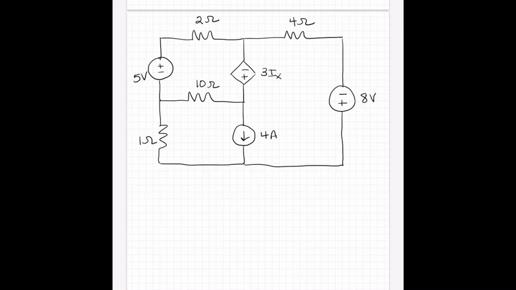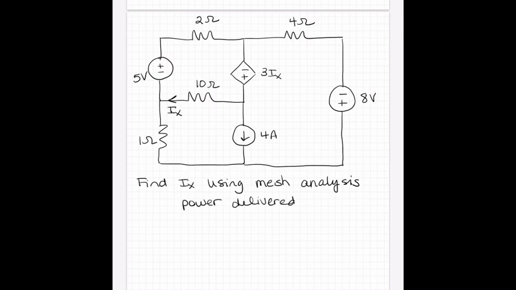Okay, and this is the current Ix that controls this current controlled voltage source, 3Ix. Okay, and we're going to find Ix using mesh analysis. All right, and while we're here, let's find the power delivered by the 3Ix voltage source.